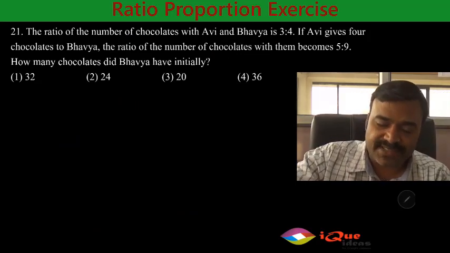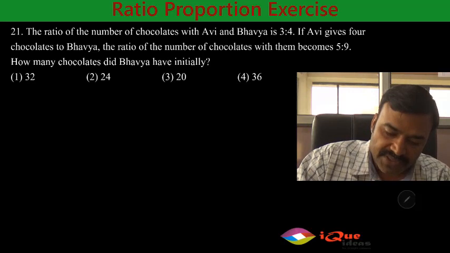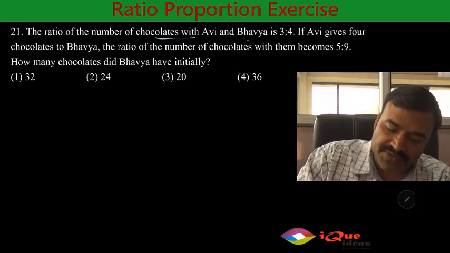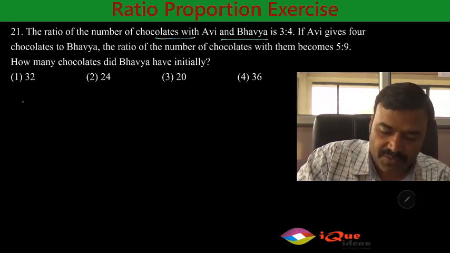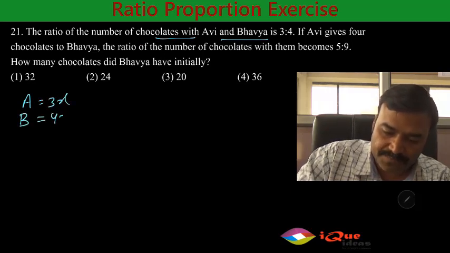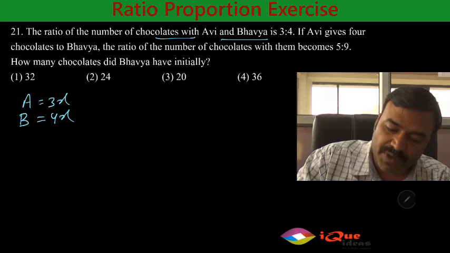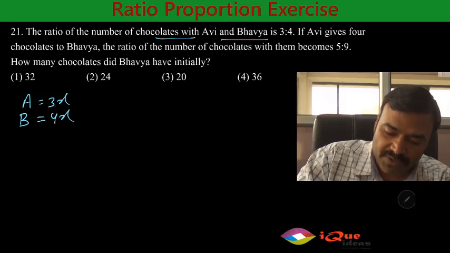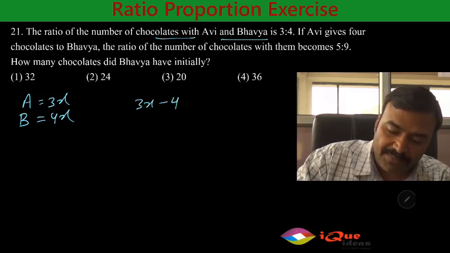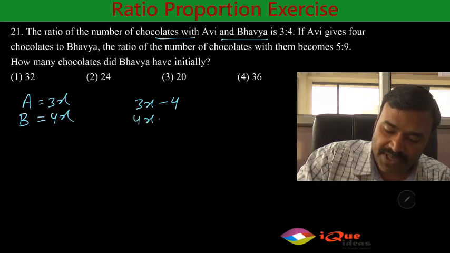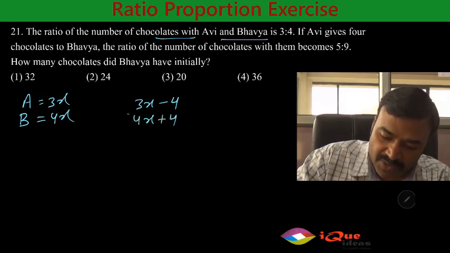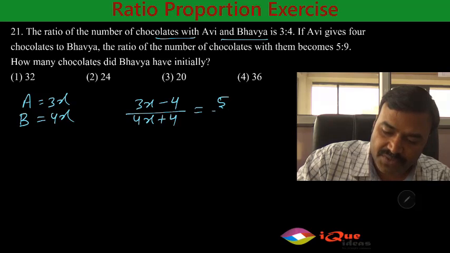Now the next question, a standard question of distribution. It says the ratio of number of chocolates with Avi and Bhavya is 3 is to 4. So let's say Avi has 3x and Bhavya has 4x. If Avi gives 4 chocolates to Bhavya, so Avi reduces by 4, so 3x minus 4, and Bhavya increases by 4, so 4x plus 4. And the ratio becomes, so ratio of these two items is 5 is to 9.